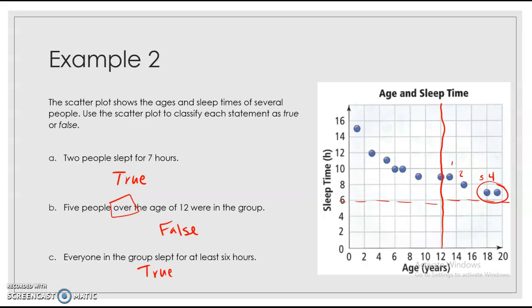You're just looking at the X or the Y value that it's giving you, and it's going to tell you like age or the time slept so that you know whether you are going to your X or your Y value. So you just need to look for those keywords that tell you your X or Y. And then you just see, is what they're telling you true or is it false?